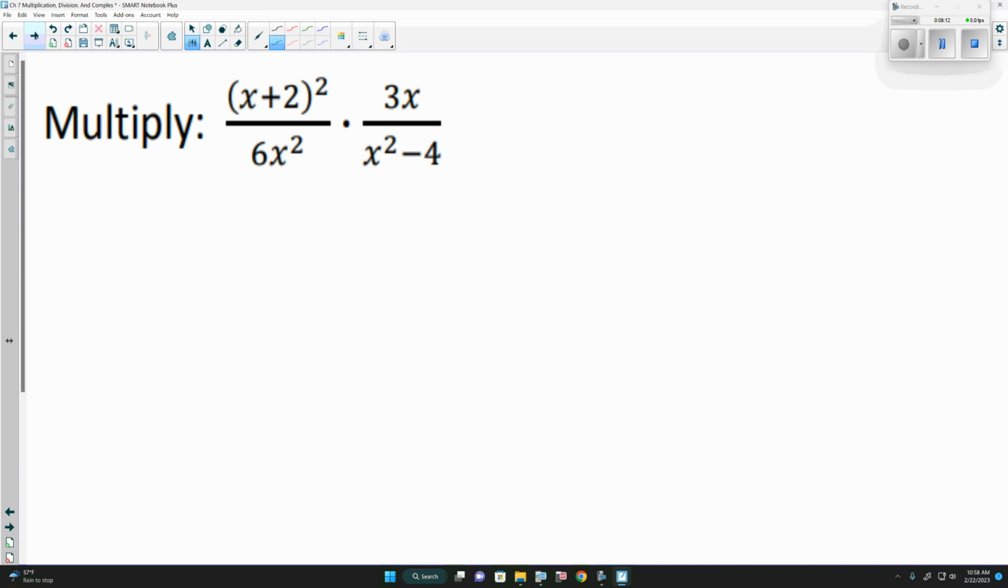Multiply x plus 2 squared over 6x squared by 3x over x squared minus 4. Now looking at these here, 3x and 6x squared are as simplified as it gets. One of the reasons we know is because they're just a term. We don't have anything added or subtracted. We don't have two terms. So they are as simplified as it gets.